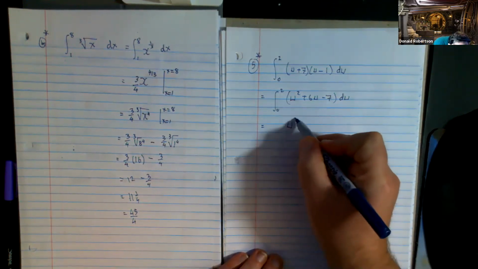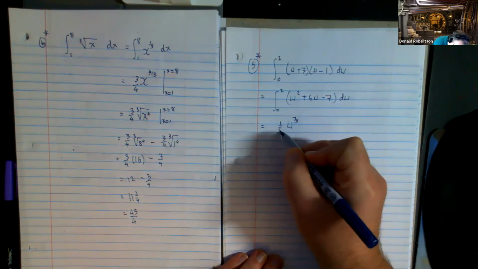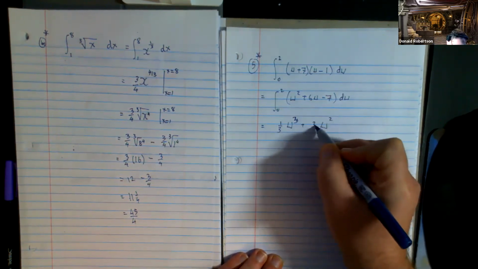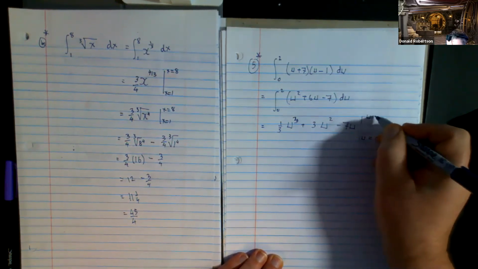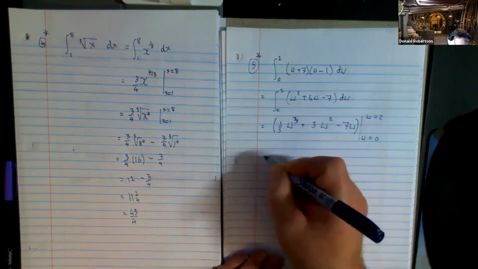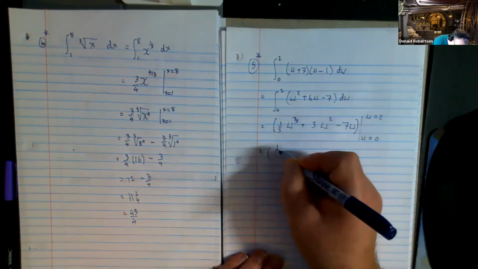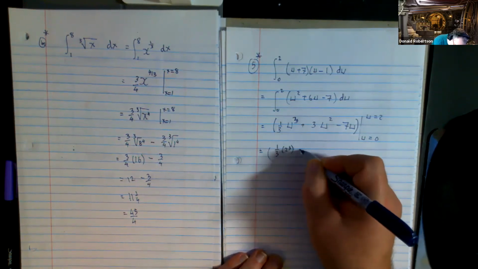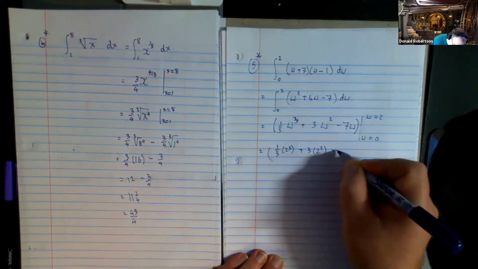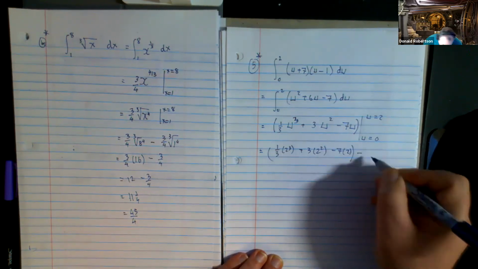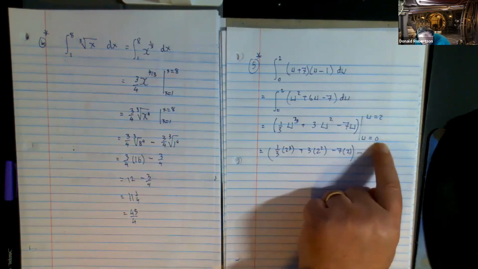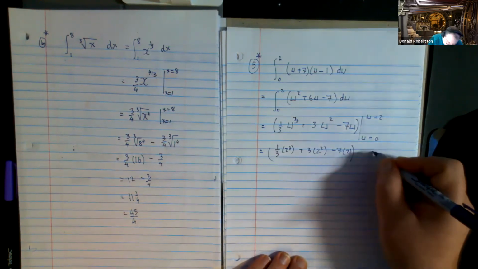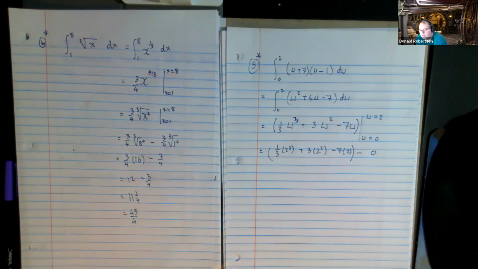So add 1 to the power, divide by the new power. Add 1 to the power, divide by the new power. And now it's going to be u equals 0 to u equals 2. If you plug in 2, you get 1/3 times 2 cubed plus 3 lots of 2 squared, take away 7 times 2, minus. Okay, here's another trick of the trade. If you know that one of these numbers, especially when the thing is a u, is just going to be 0, can't you just write down take away 0 without writing 1/3 0 cubed plus 3 lots of 0 squared and so on?